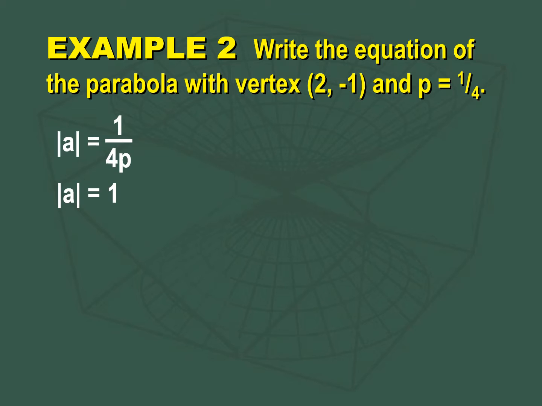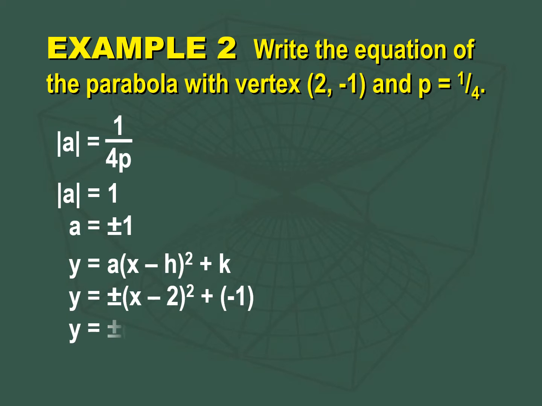Well, there are two numbers that I could take the absolute value of and get 1. It's either 1 or -1, which means that we're actually going to end up with two equations since we don't know really what the real value of a is. It could be either 1 or -1. So our first equation would be, or you can just write plus or minus, right? So plus or minus x minus 2, because 2 is our h value, squared. And then plus -1, which is the same as saying -1.